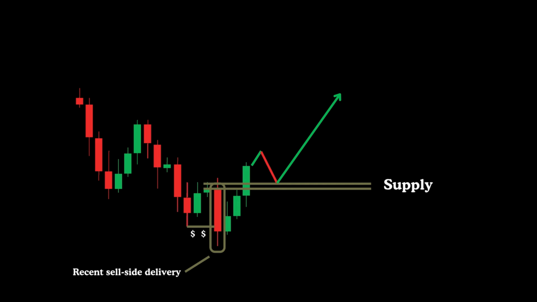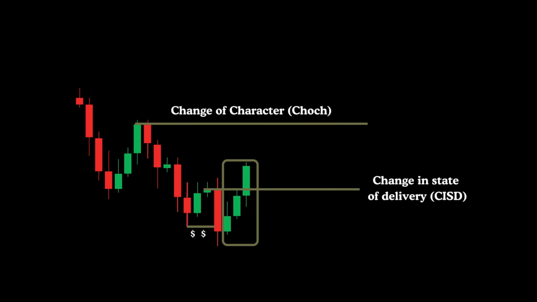While similar, the change in the state of delivery and change of character have notable distinctions. A change of character occurs when the price breaks through a clear market structure, signaling a shift in the broader trend. Change in the state of delivery, on the other hand, is more focused on a sudden momentum shift to the opposite side and can signal a market structure shift earlier than a change of character.